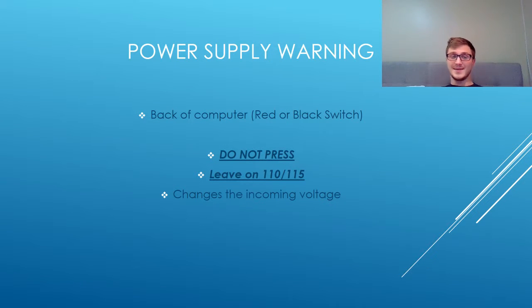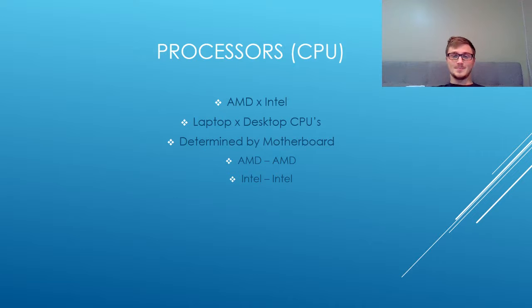Now, keep in mind, there is a little red or black switch on the back of that. That is for whatever country you're in. So don't switch it, don't press it, leave it on 110 to 115 if you're in the United States, because it does change the incoming voltage, and that can really screw with some parts if you don't know what you're doing. Now the next part on the list is going to be the processors, or CPU.